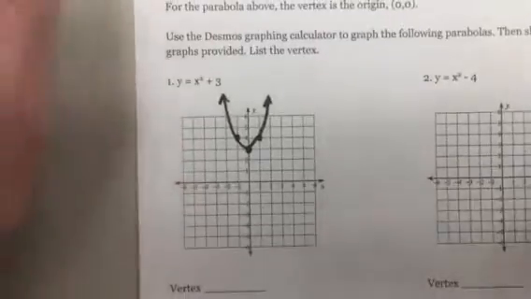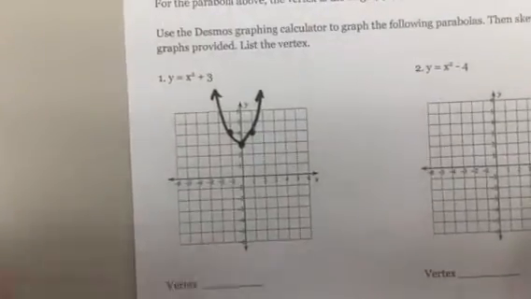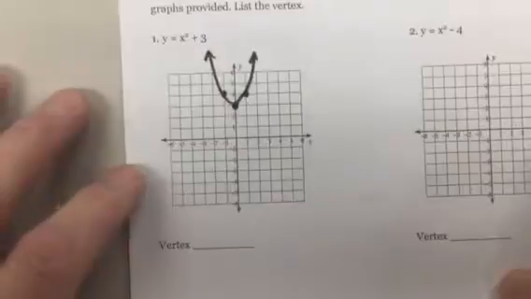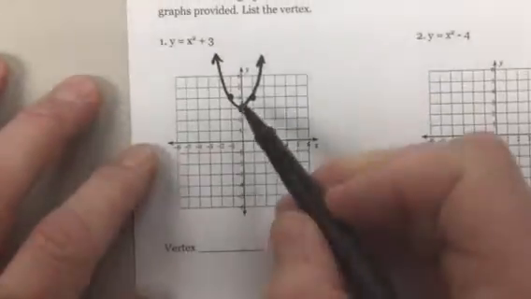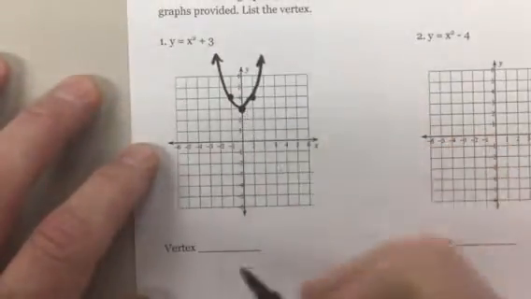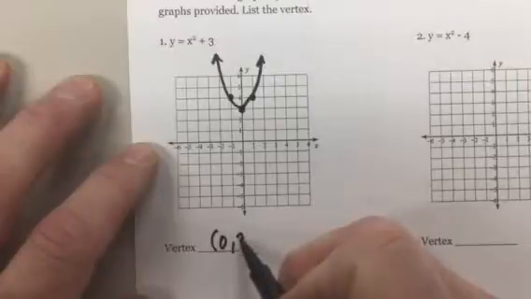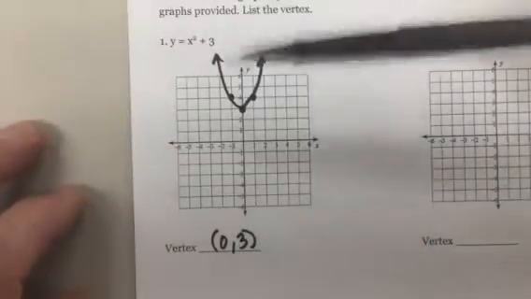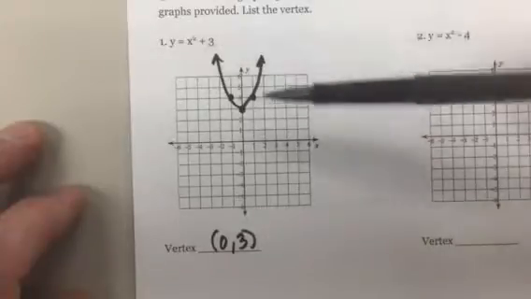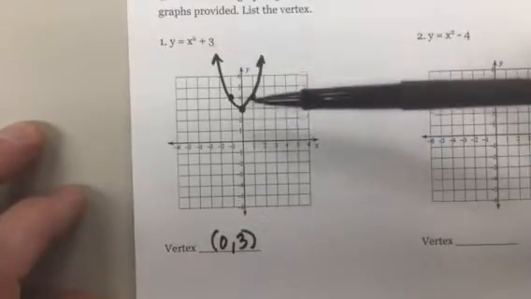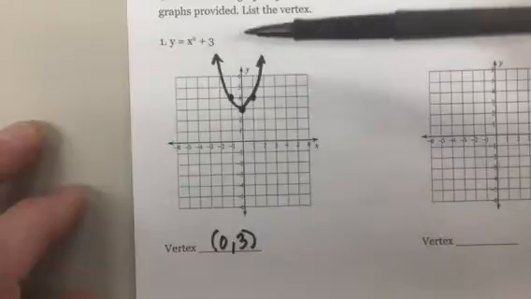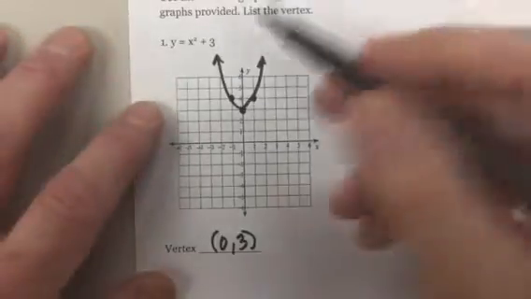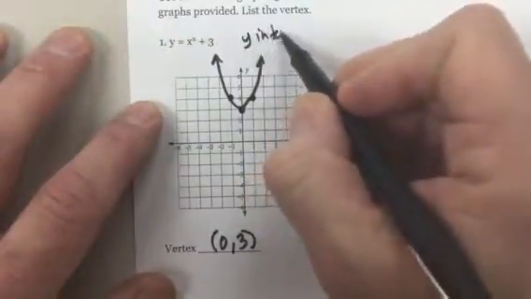Now, I'd also like you to list the vertex. So the vertex of this parabola is that bottom point. And the coordinates are 0, 3. So notice, adding 3 to x squared simply moved the parabola up 3. You could call this plus 3 the y-intercept.